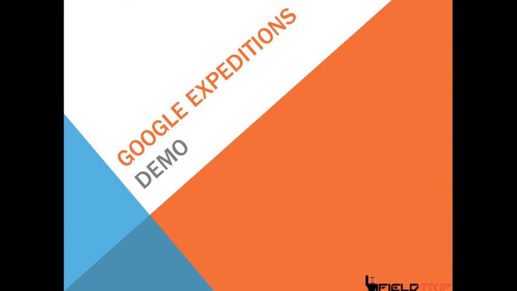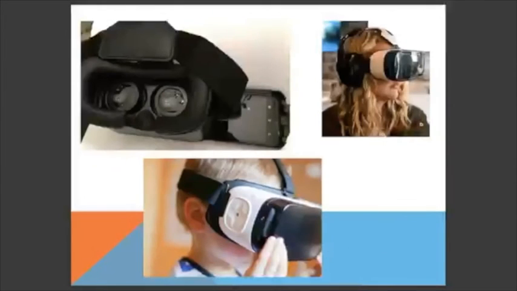We are now going to watch a video that shows what it looks like for both the student and the teacher when taking an expedition. It is important to note that the teacher will have their own device that they hold, while the students have both the device, which is a phone, and the VR headset that the phone is placed in. The students will then wear the headset, so all they can see is what is displayed on the screen.